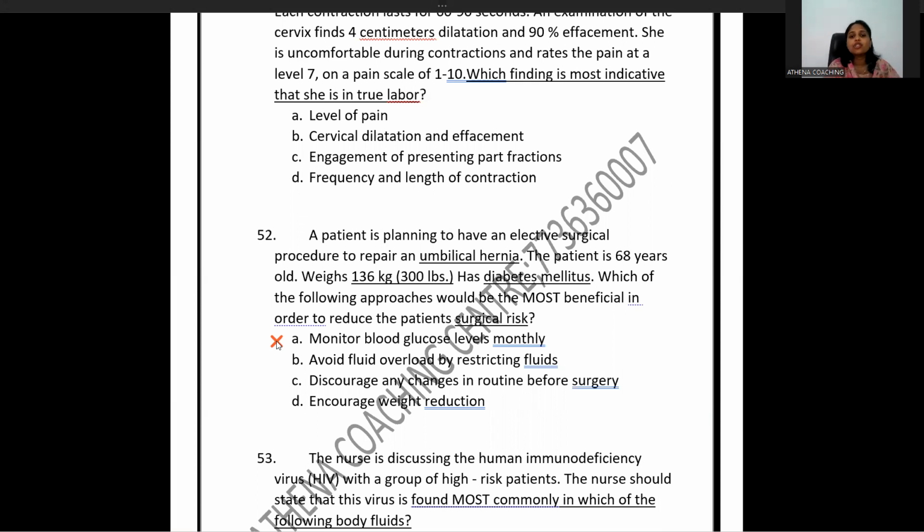Right? Second, avoid fluid overload by restricting fluid, which is not relating with the current situation. Discourage any changes in routine before surgery, which is also not really necessary. Encourage weight reduction, that is the perfect answer. So to avoid obesity related complication, you have to ask the patient to reduce the weight. Clear? This is the answer of the question. So question number 52, the answer is D. Clear? Okay, we'll discuss one more question.